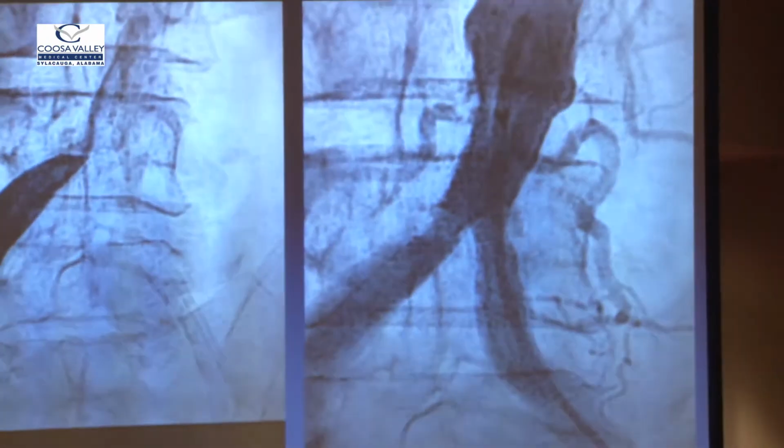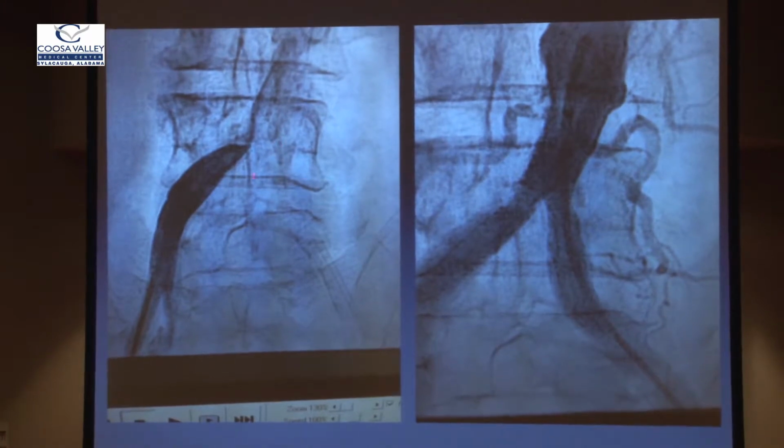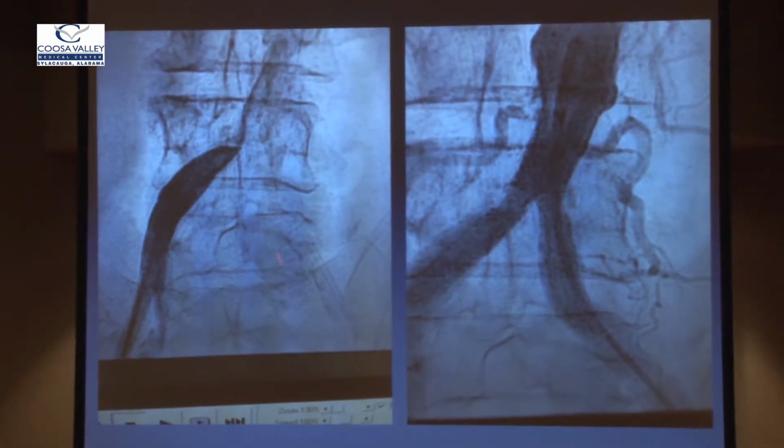So this is a case where the patient, so you remember, this is the spine, that's the right iliac artery, that dark line there is the catheter, and we took a picture and you can see what happens right there. The blood flow stops. You don't see any of the aorta, you don't see any of this leg.